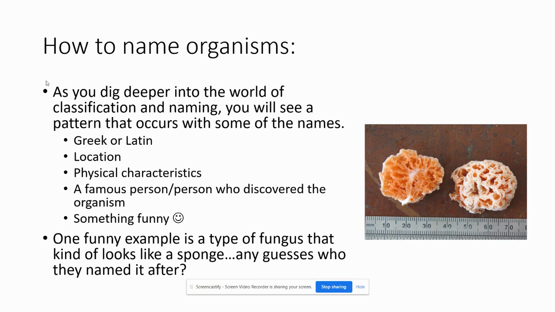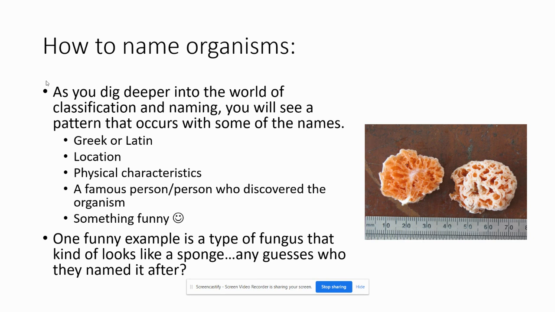So when we dig deeper into the world of classification, we see that there is usually a pattern that occurs when we are naming them. Pretty much every name is Greek or Latin, or it comes from a root word that is Greek or Latin. Sometimes the animal is named after a location, the location that it is found. So the first person that ever found that animal may have named it after where they found it. It could also be named after a physical characteristic. It sometimes is also named after the person who discovered the organism, or sometimes it's named after a famous person, and sometimes they just name it something funny.